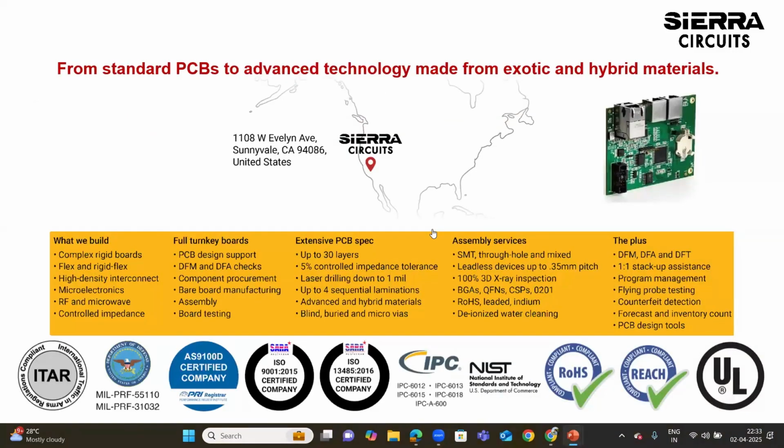For those of you who are new here, I'll tell you a little about us. Sierra Circuits is a one-stop solution for PCB fabrication, assembly, and component management services. We have a 70,000 square feet PCB manufacturing and assembly campus in Sunnyvale, California. We also offer advanced technologies like HDI, rigid flex PCBs, RF, and microwave PCBs.